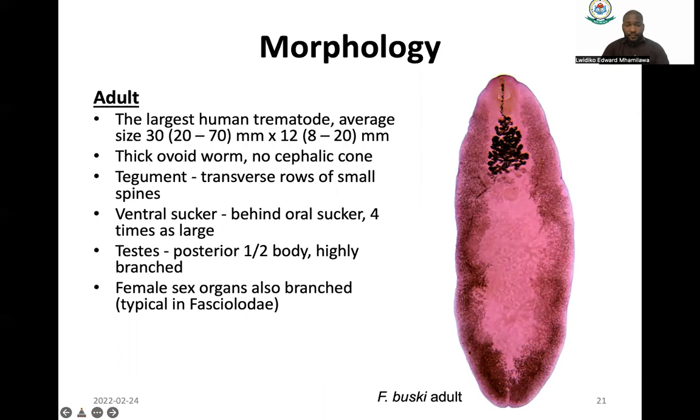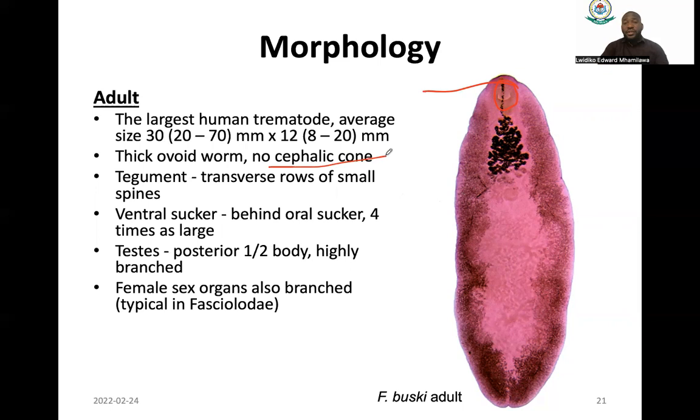Here is the ventral sucker. Hope you can see it. This is what they use to attach themselves. And it is the largest trematode, as I said, thick and ovoid. It does not have a cephalic cone. This is how you will be able to differentiate it from Fasciola hepatica.